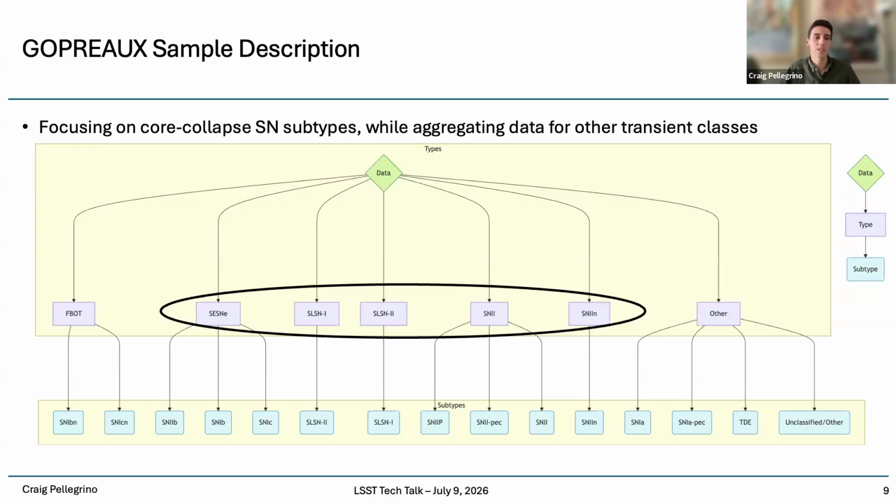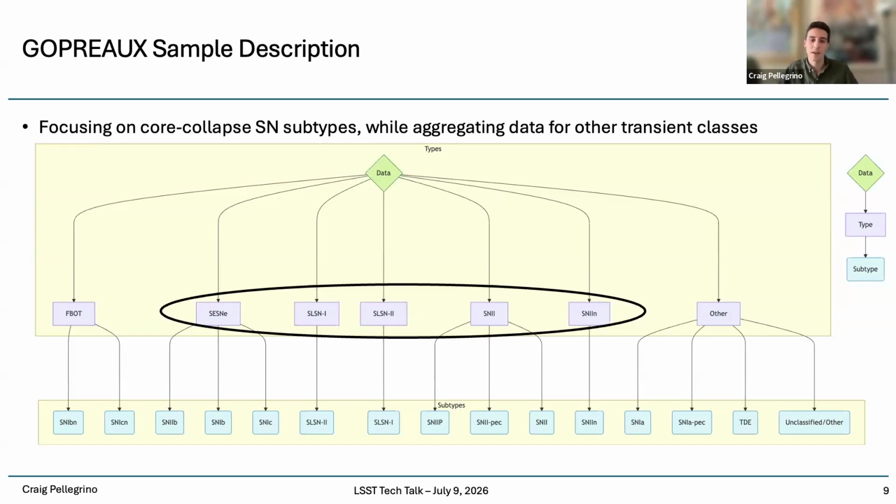mysterious class of objects called fast blue optical transients, or FBOTs. We've lumped the type 1BN and type 1CN supernovae into this category because they tend to evolve on similar timescales. And then finally, we have this sort of catch-all other category for mostly non-core collapse supernovae, such as type 1A supernovae, as well as other types of transients like tidal disruption events or anything that's unclassified.